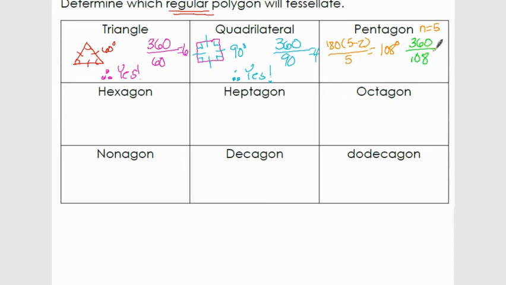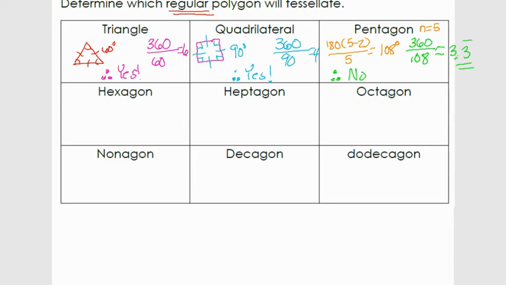Will 108 divide evenly into 360? And of course it doesn't. That ends up being 3.3 repeating. So it does not divide evenly. And so since it doesn't divide evenly, it can't fit together to fully make that 360 nice tight connection at a single point. So therefore no, because it wasn't a whole number, it will not tessellate.